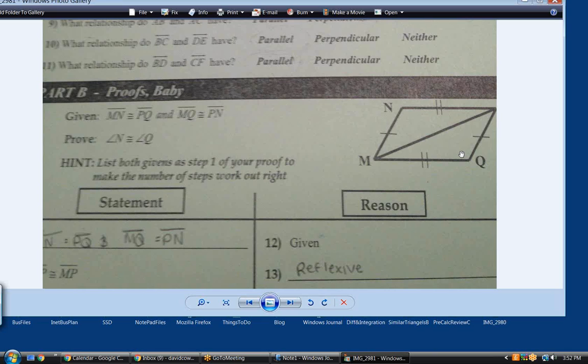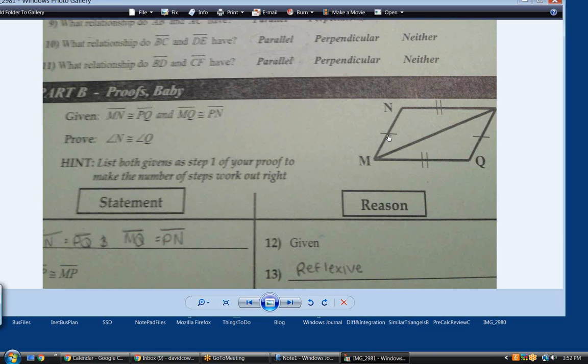I think that's the easiest way to do these proofs, to be honest. Okay. It all has to do with congruency, right? Yeah. So if I could prove this triangle is congruent to that triangle, then I could say that angle N was equal to angle Q. Okay. So I have to prove congruency. That's my goal.